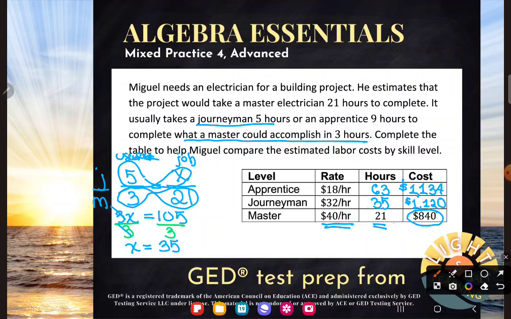Now, I just say good luck, Miguel. It is so hard to find an electrician nowadays. And note to my students, if you want to be an electrician, you can make bank. They're desperately in need. So good luck finding a master, Miguel.